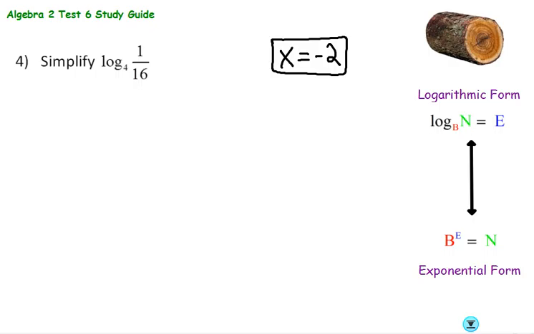So yeah, number 4 on the right side there. So x equals negative 2. And again, what this is saying is 4 to the what power makes 1 over 16. Well, 4 to the positive 2 makes 16. So 4 to the negative 2 is what makes 1 over 16.